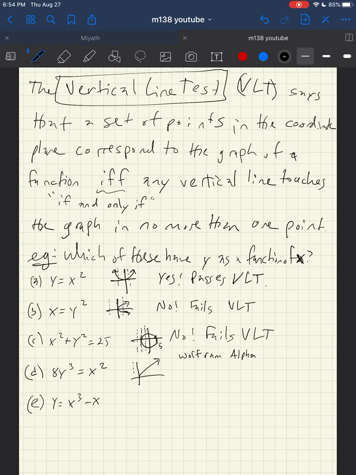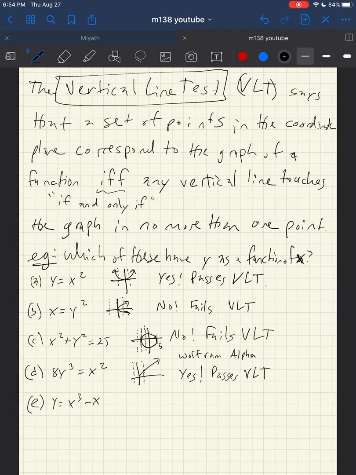So again, here, passing the vertical line test, and then once we get past 0, we're touching this line in only 1 point. So yes, this passes the vertical line test.